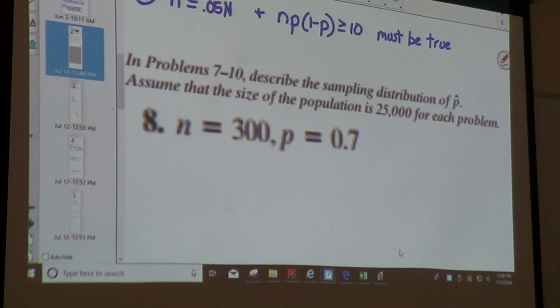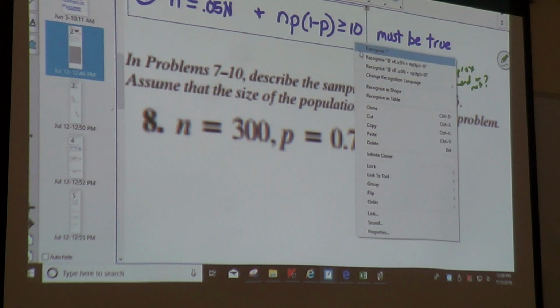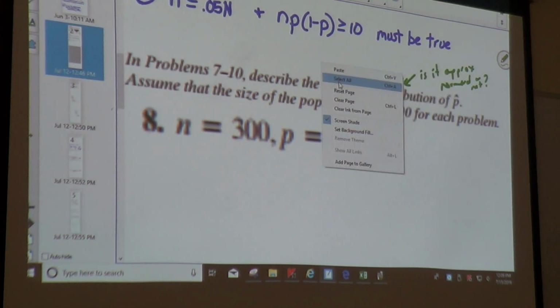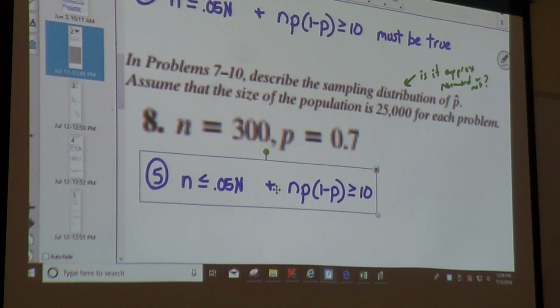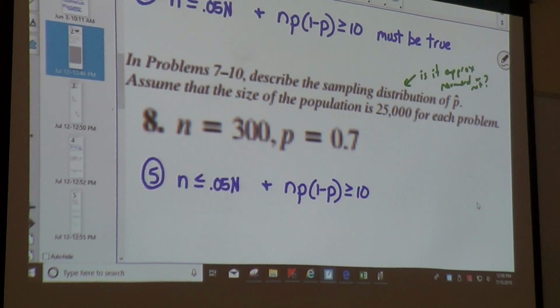Okay, describe the sampling distribution. That means you're going to tell me, is it approximately normal or not? That's the first thing we're going to do. Is it normal or not? So the first thing I'm going to ask myself is, is it normal or not?